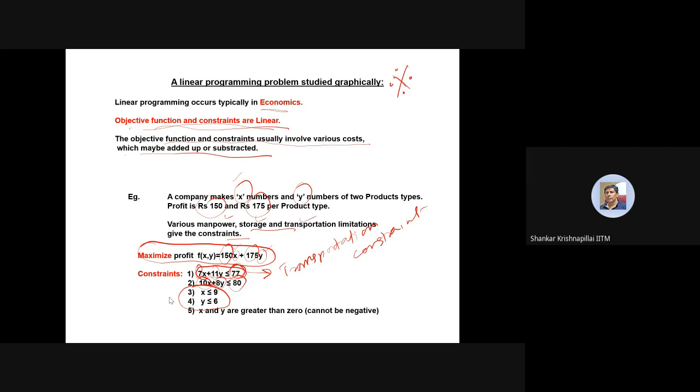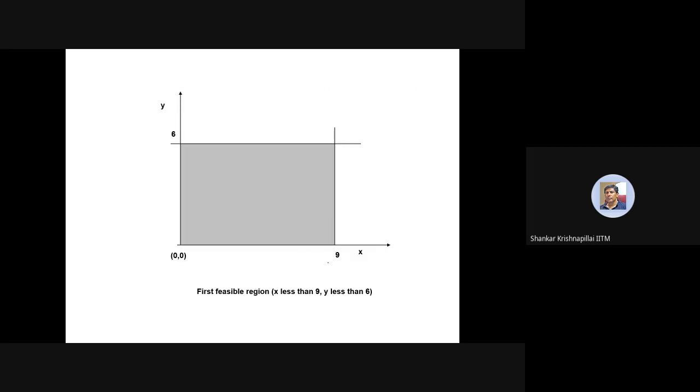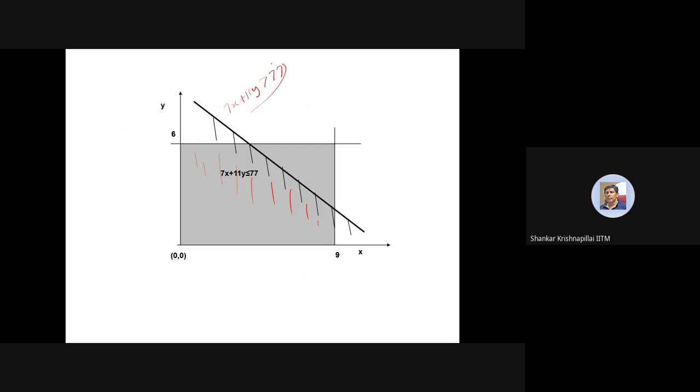So let us plot this feasible region. The first is this, x is less than 9. Then y is less than 6. This is y is less than 6. So that will give this rectangle. Next is 7x plus 11y is less than 77. So that gives this region. This side will be 7x plus 11y greater than 77, which we don't want.